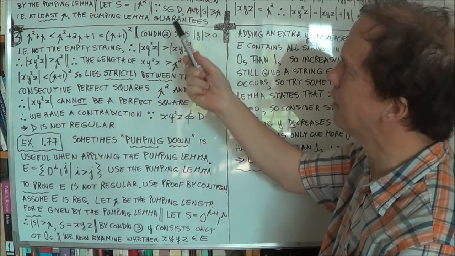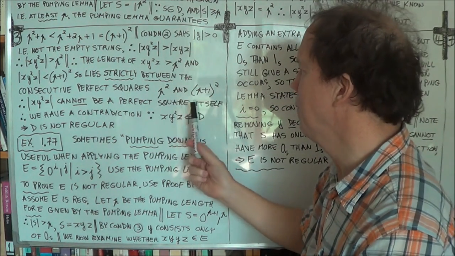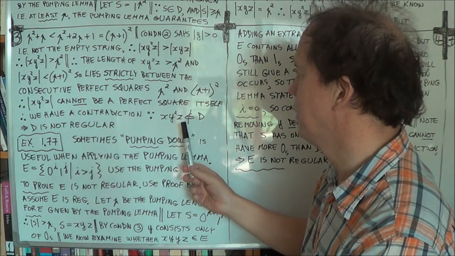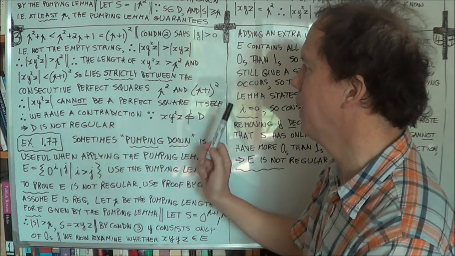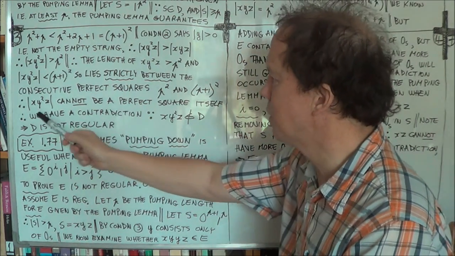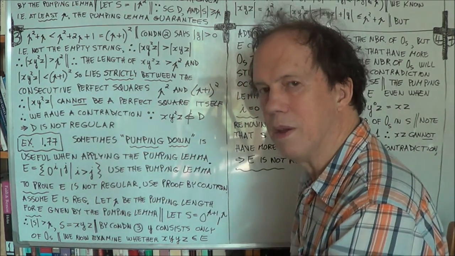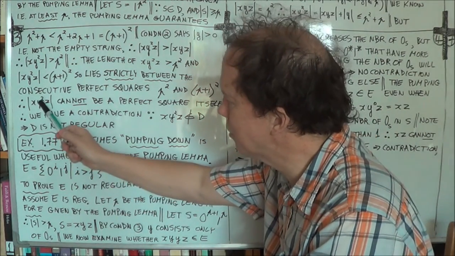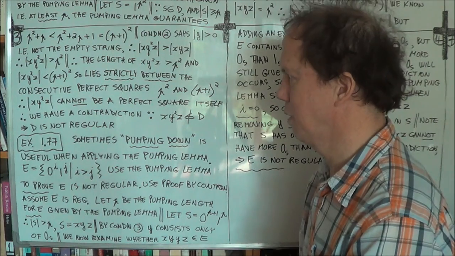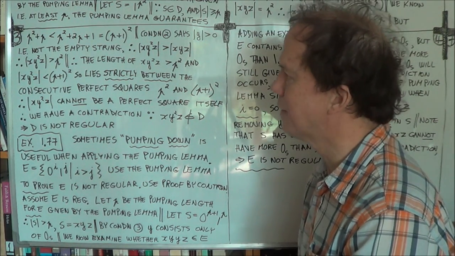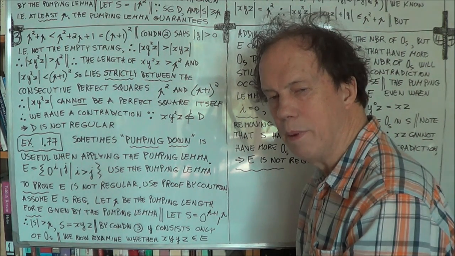That was our s from the previous session. Okay, so this cannot be a perfect square. So we've got a contradiction. So this pumped S, by having an extra Y in it, does not belong to S. But that's a contradiction of the pumping lemma.